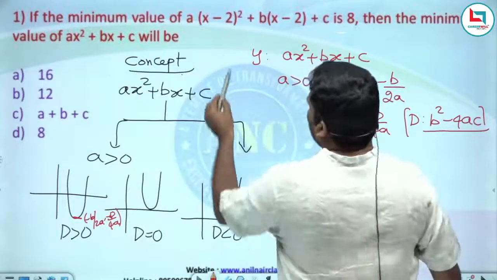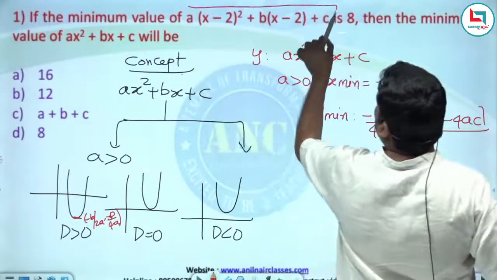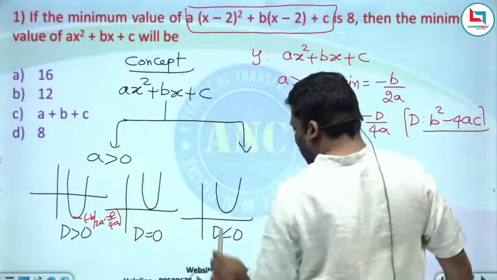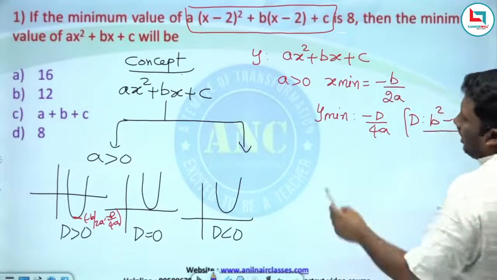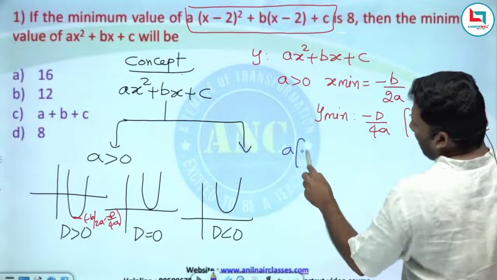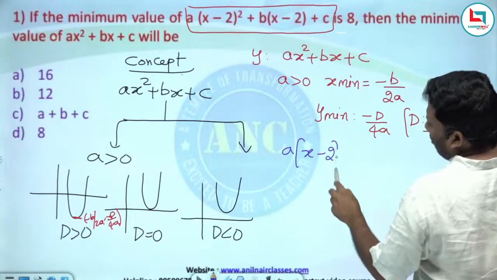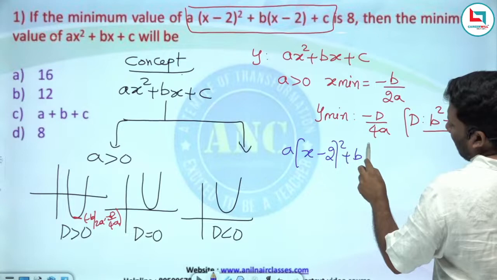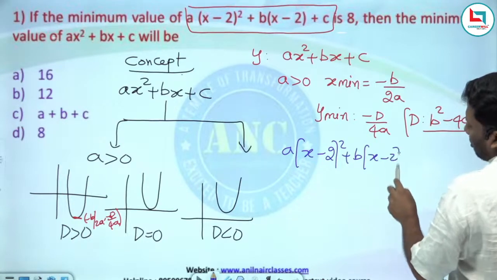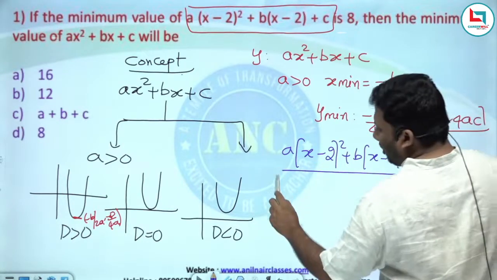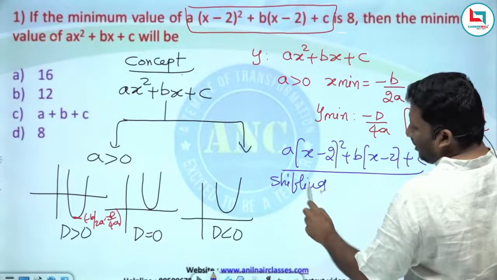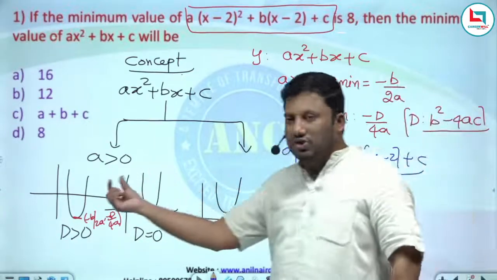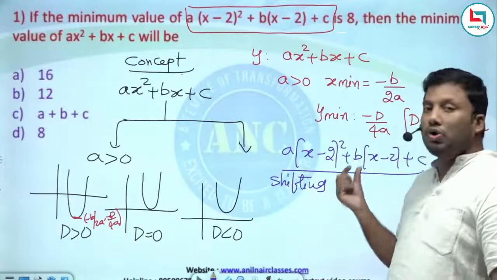But what is happening? The question is a into (x minus 2) whole square plus b into (x minus 2) plus c. This is nothing but a shifting of the graph. This is nothing but a shifting of the origin, from 0, 0 to 2, 2.